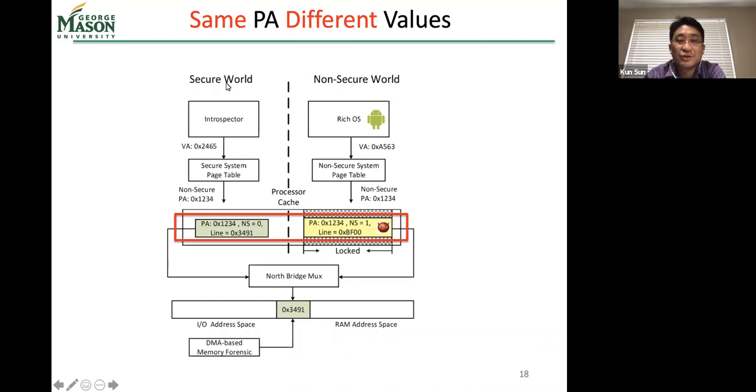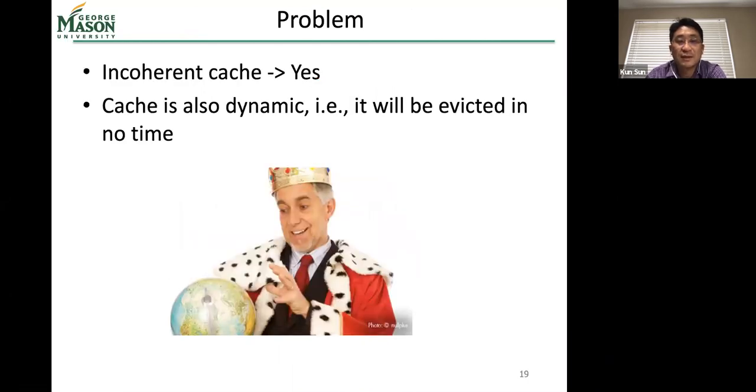Then even if the secure world wants to do memory introspection and read out, for this physical address, what's the value, it will read out what is actually in the physical memory. Here it is normal, but the malicious code is saved in the cache, which is marked for the non-secure world. Based on this idea, we can achieve this incoherent cache. But one challenge is that the cache content is dynamic, right? It will be evicted quickly. So how can we keep this malicious code in the cache?